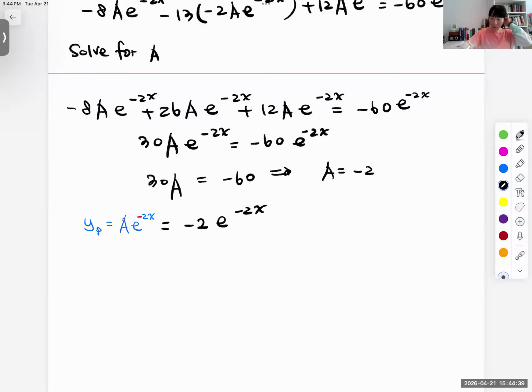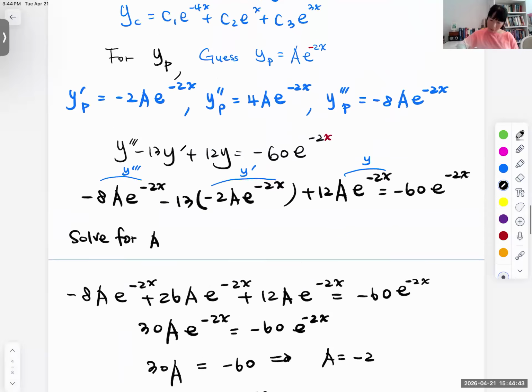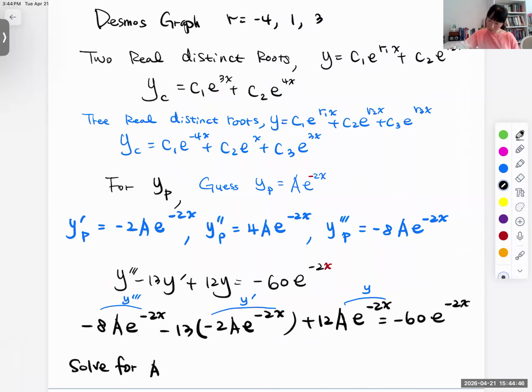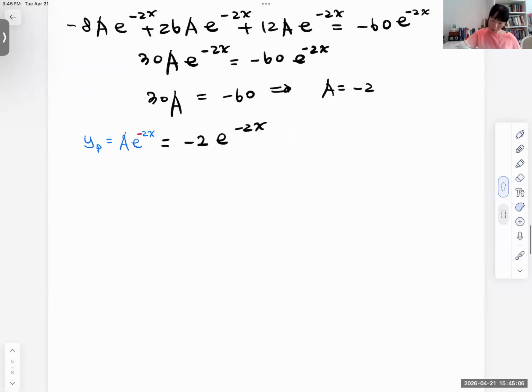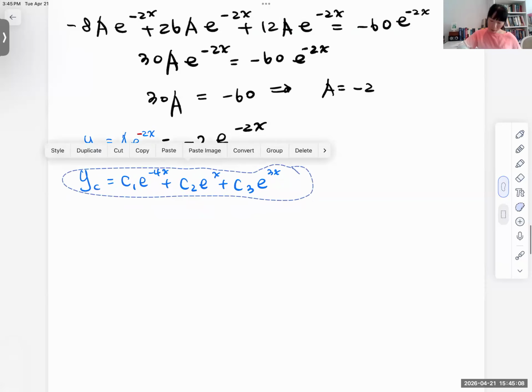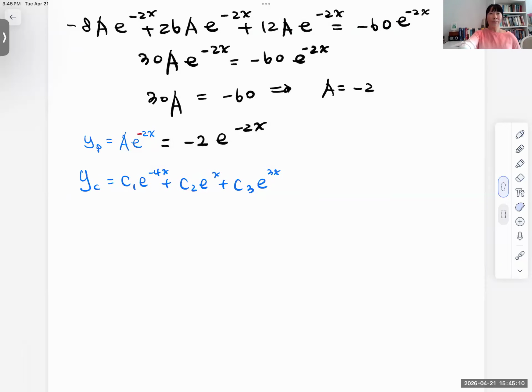Okay. Now, the complementary solution we have like that, right? But then we have an initial value problem, so we have to find out what C sub 1, C sub 2, C sub 3 are. I'm very sorry, this is not working. There. Okay, now.